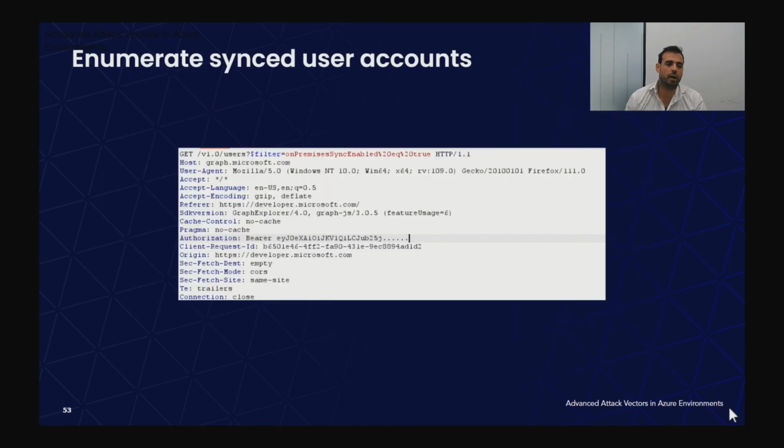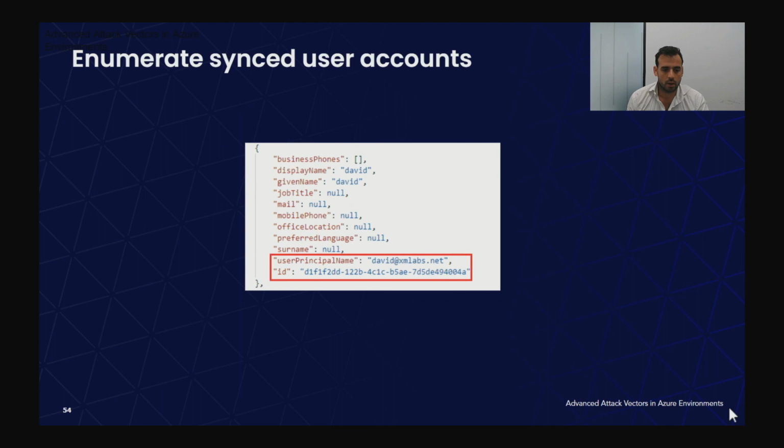Now we need to find a suitable target, right? The attacker needs to find a suitable target. Since we have the pass-through authentication AD Connect configuration, we have a foothold in that machine. We need to find a way to see if there are any synced enabled users. So we found that David student xmlabs.net user principal name is a synced user account.